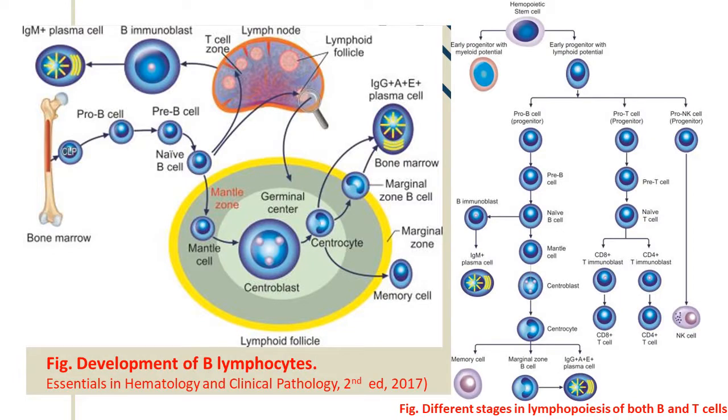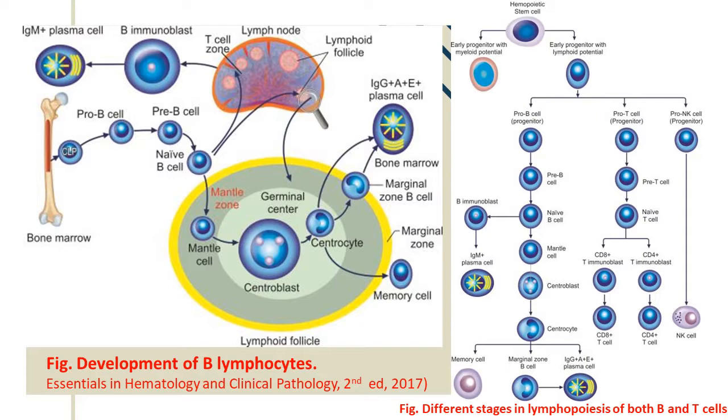These diagrams represent different stages in lymphopoiesis of both B and T cells, as well as development of B lymphocytes. The lymphocytes arise from the hematopoietic stem cells in the bone marrow. The pluripotent hematopoietic stem cells, on commitment to development, give rise to two types of multipotent progenitor cells, namely common myeloid progenitor and common lymphoid progenitor. Common lymphoid progenitor gives rise to lymphocytes.